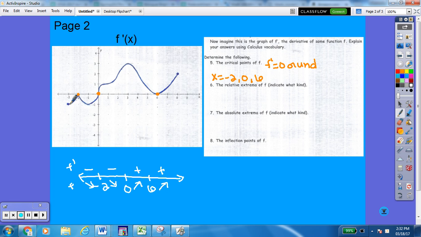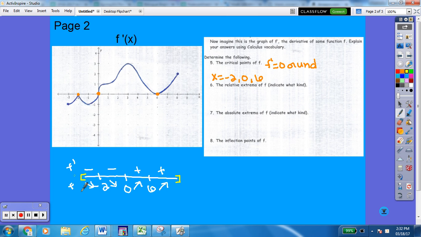But something that's different about this function is that it has endpoints. And we haven't really dealt with that yet. So I'm going to go ahead and erase these arrows. And in place of these arrows, I'm going to put brackets to show that we have endpoints.